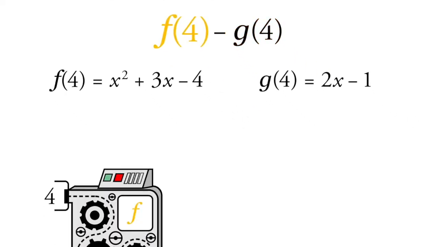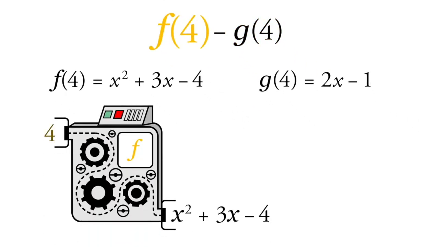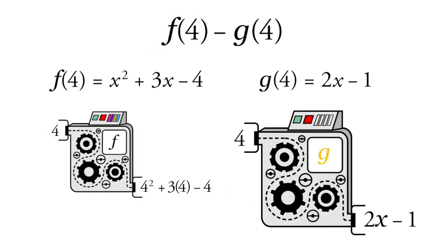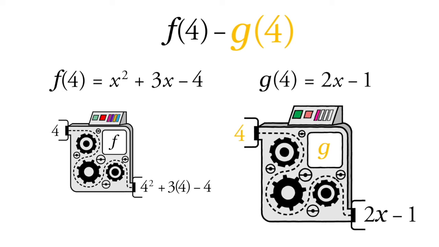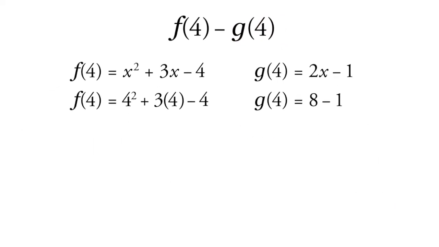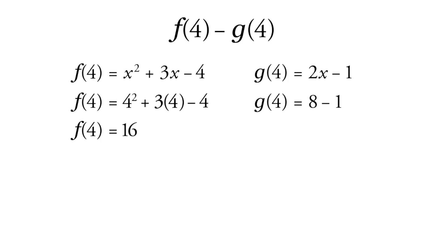So if we were to take f of 4, we would see through our machine that we plug in a 4, and what comes out is 4 squared plus 3 times 4 minus 4. And if we plug in a 4 over here to g, we get 2x minus 1 becomes 8 minus 1. So now let's run those numbers out. That 4 squared becomes 16. That 3 times 4 becomes 12. So we'll add those two together, and then we'll subtract 4. And on our g side, well, 8 minus 1 is just 7.